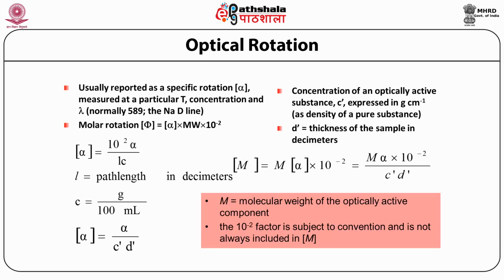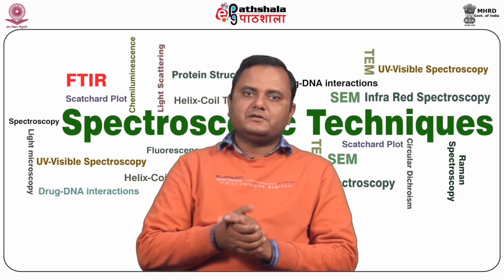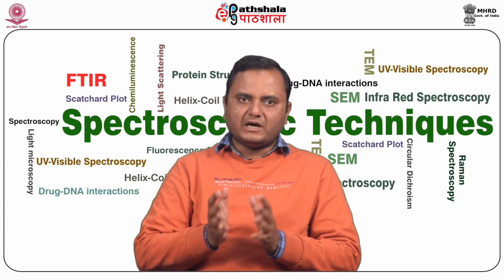So finally the molecular rotation phi equals M alpha into 10 to the power minus 2 divided by C prime D prime, where M is the molecular weight of the optically active component, and the 10 to the power minus 2 factor is subject to convention and is not always included. Now we discuss the optical rotatory dispersion, that's ORD.